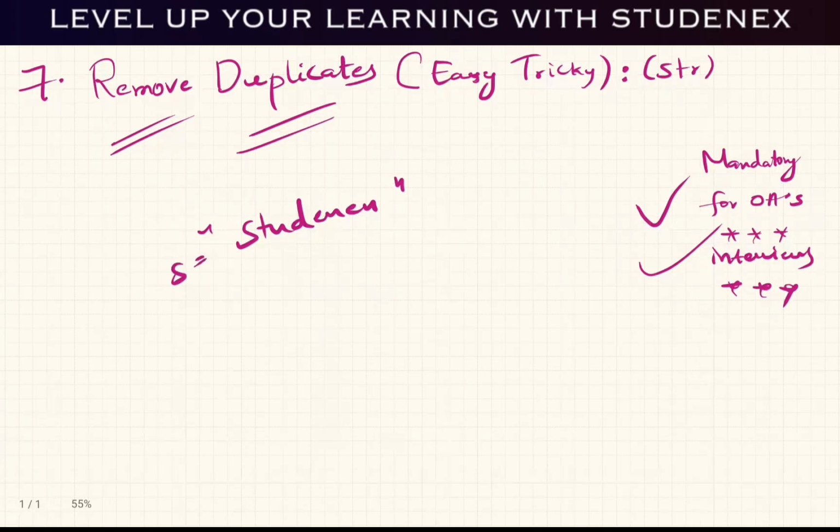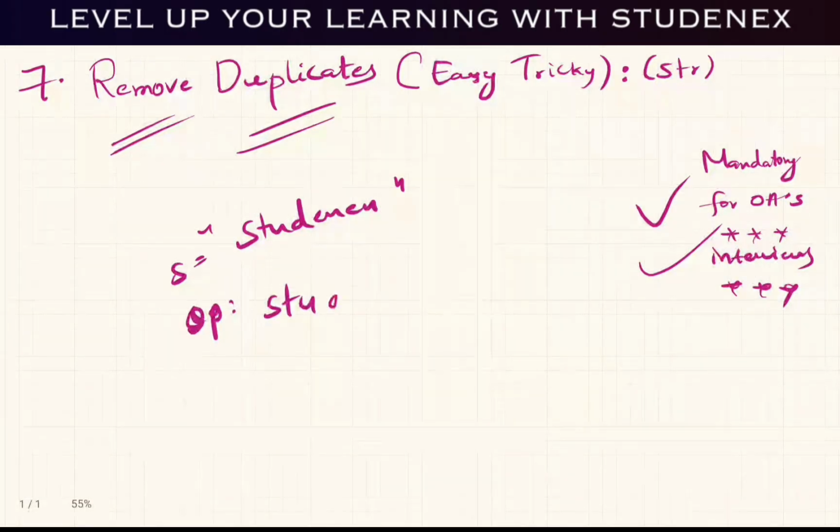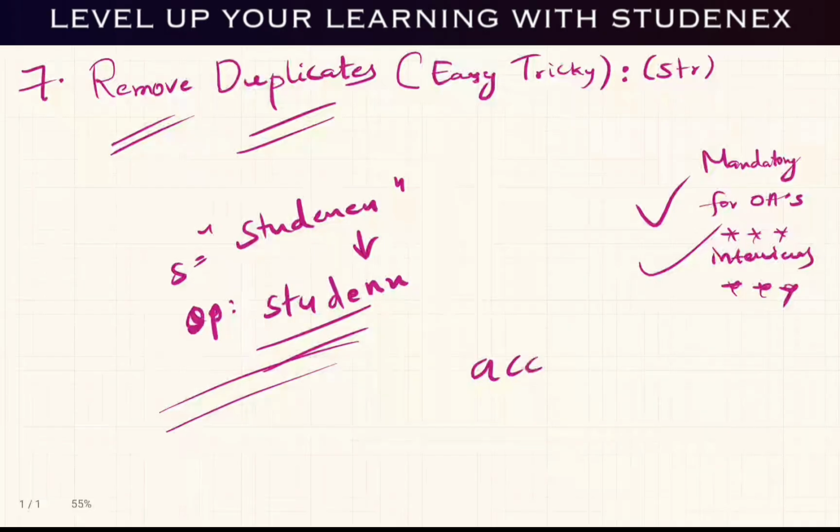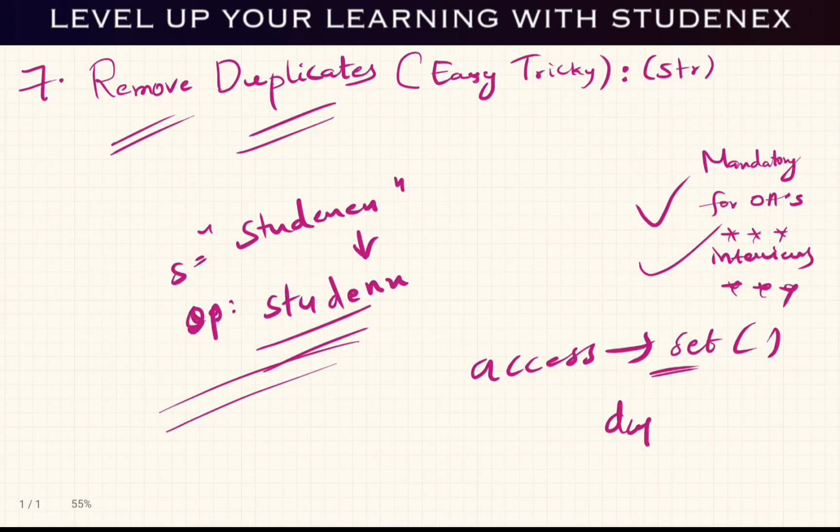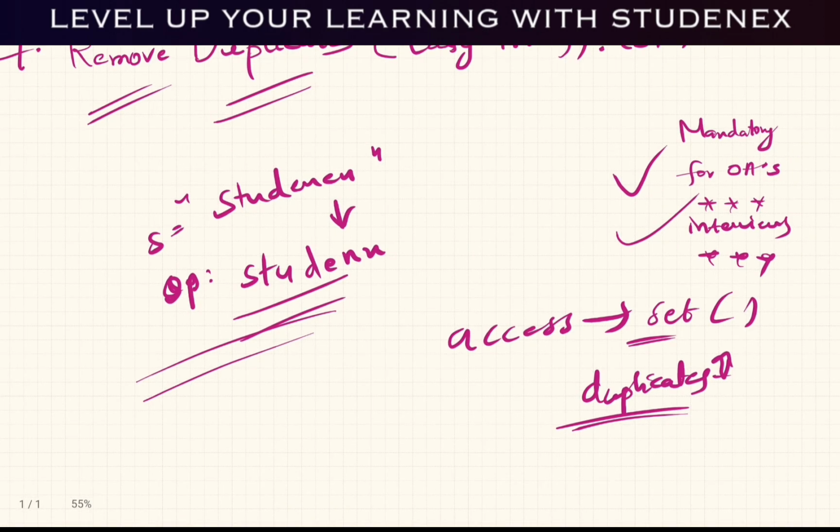So here, after removing duplicates, our output must be STUDENX, where every duplicate is removed and the whole string is printed. For the best optimized version for accessing, you need a set, where you don't find any duplicates. Any element doesn't appear twice in a set. So I'm going to use this particular set here.